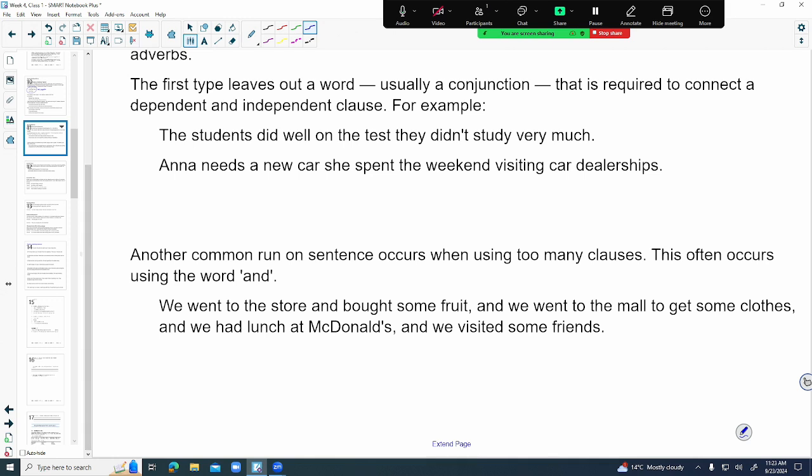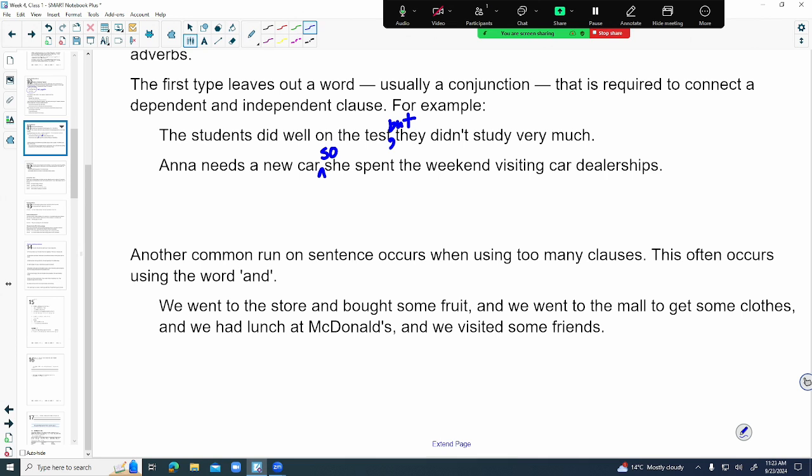So we could say, as I mentioned, "The students did well on the test, but they didn't study very much." Or, "however, they didn't study very much." "Anna needs a car, so she spent the weekend visiting car dealerships." So just by adding those two little tiny words, now the sentences sound better and they make more sense.